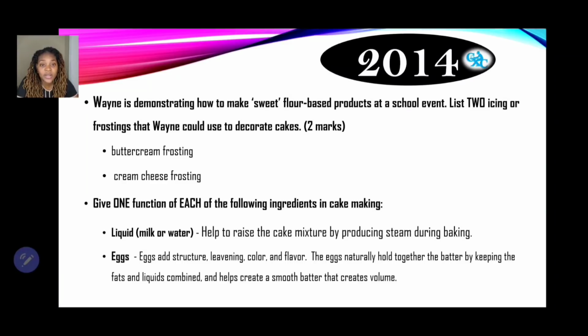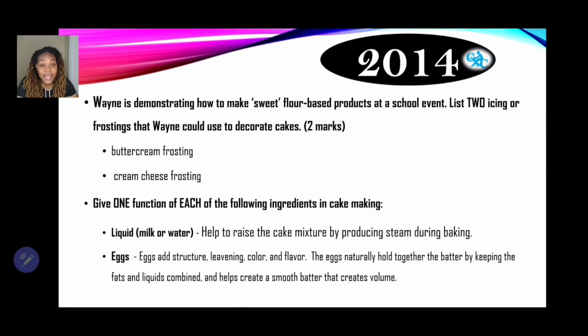All right, next question. Give one function of each of the following ingredients in cake making. So we have liquid, and the liquid may be milk or water. So what the liquid does is to help to raise the cake mixture by producing steam during baking, right?